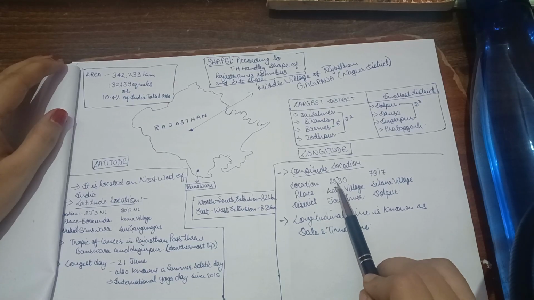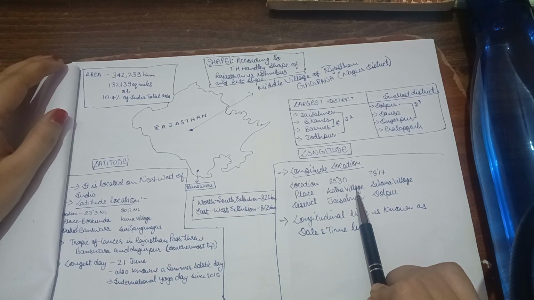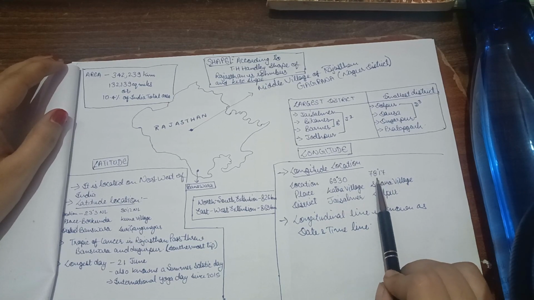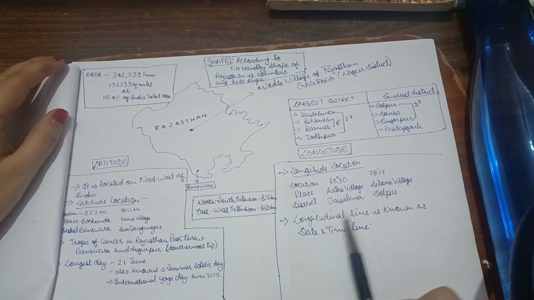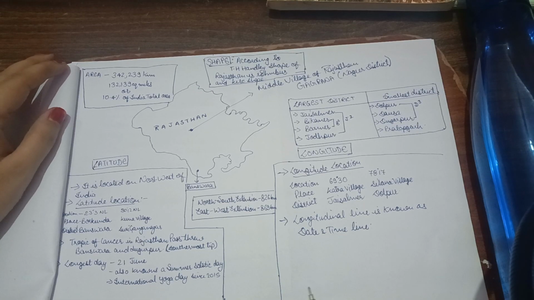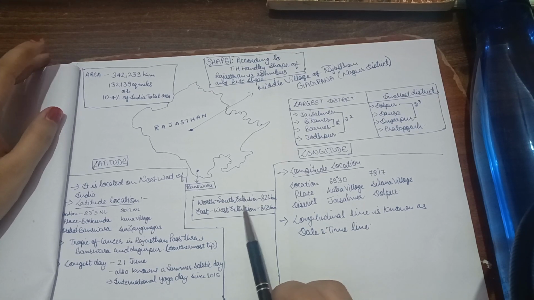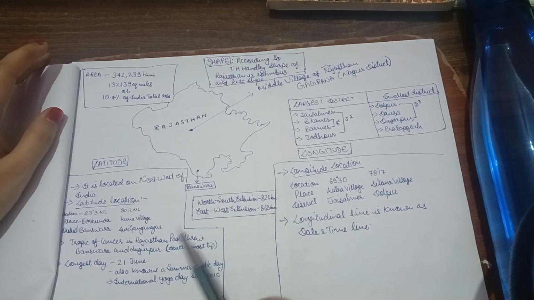Locations: 69 degree 30 Katra village, district Jaisalmer; 78 degree 17 Selena village, district Dholpur. The longitudinal line is also known as the date and time line. Now we will discuss the north to south extension. The north to south extension is 226 km and east to west extension is 869 km.